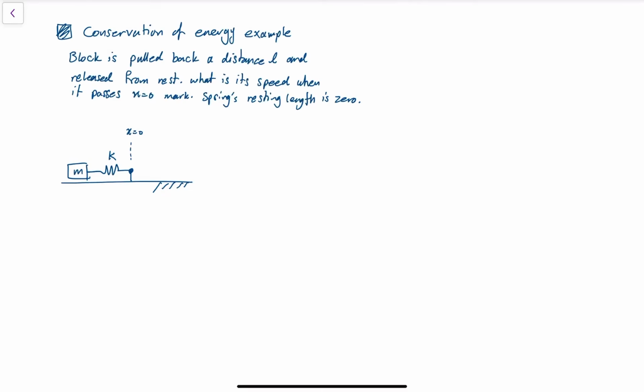Right, here is one example on the topic of conservation of energy. Assume we have a block with mass m attached to a spring to a point. The spring originally has 0 resting length for simplicity, and let's pretend we pull back the mass some distance L and we release it from rest. The question is, what is the velocity or the speed of the block when it passes that x equal 0 mark?